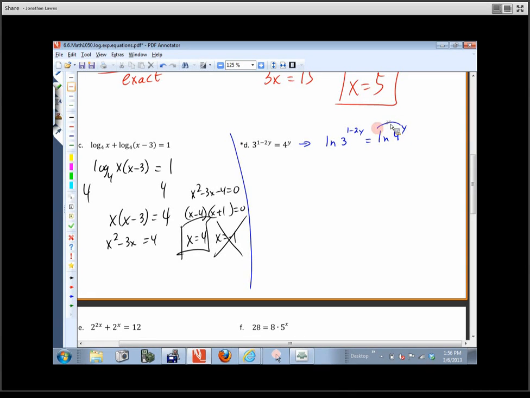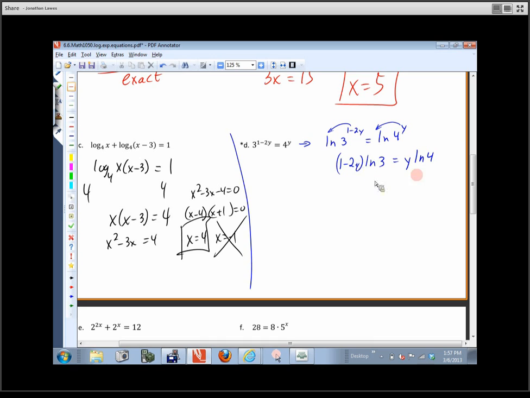They've got this power property that says I can bring this out in front. Now this one I'm going to write as, good grief. This one's pretty easy to write. Would you write this one down? 1 minus 2y ln 3, right? Do I need anything? Need parentheses. Okay, both of those were in the exponents, so both of those are what we're going to multiply by.